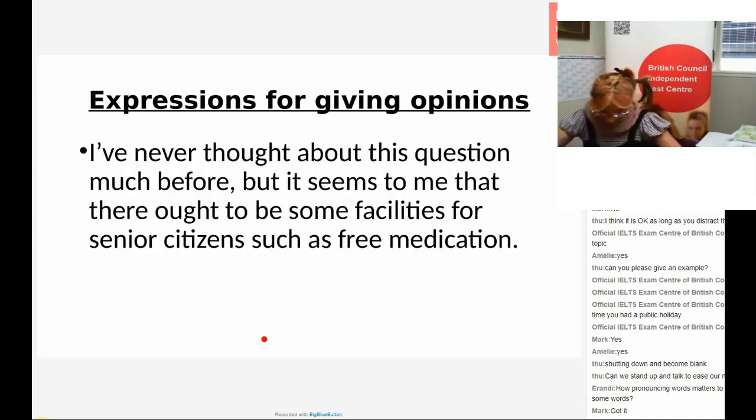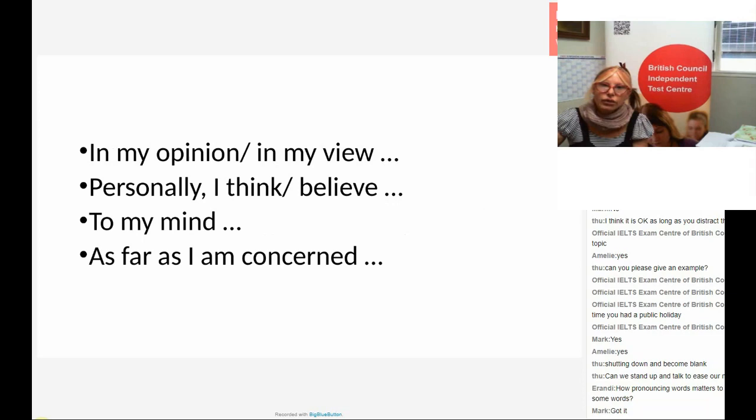Okay, let's move on to the next set of expressions: expressions for giving opinions. There are a lot of different expressions that you can use. But let's say you're given a question where you've never had to think about it or talk about it, even in your own language. You can start by saying, I've never thought about this question much before, but it seems to me that, okay? It seems to me is the expression part which gives the opinion. It seems to me that there ought to be some facilities for senior citizens such as free medication. I've never thought about this question much before is a good way to introduce your thought if it's something that you're not familiar with.